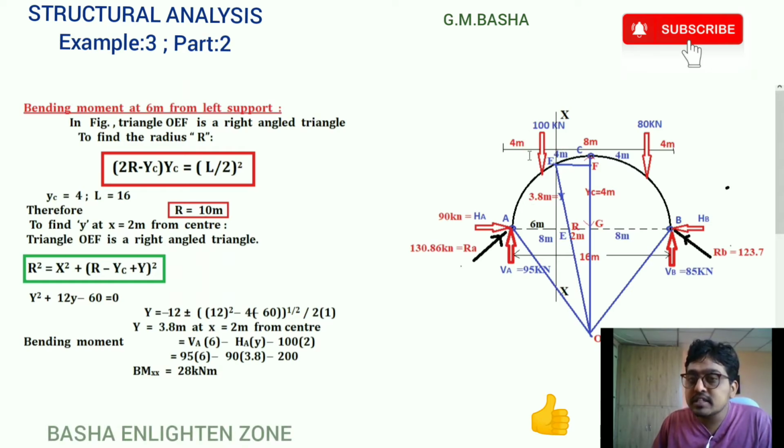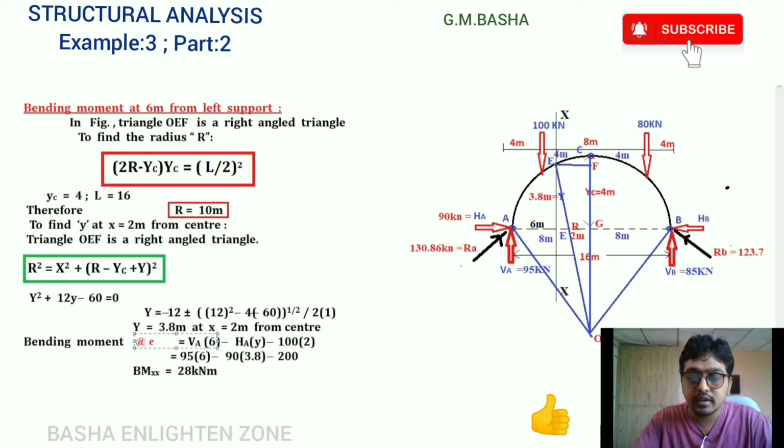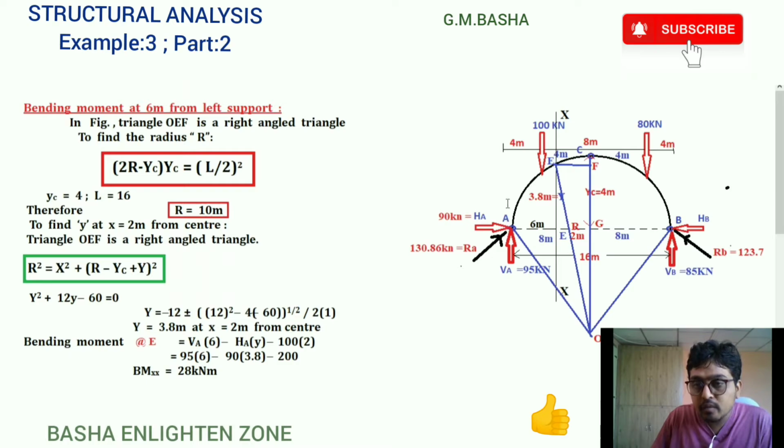Here clockwise moment is taken as positive, anti-clockwise moment is taken as negative. Bending moment about E. I am resolving all the forces about E. Clockwise moment is taken as positive: VA into this distance, follow the cursor, force into distance, which is acting clockwise towards E. Force into distance means 95 into 6 meters, which is acting positive, 95 into 6.